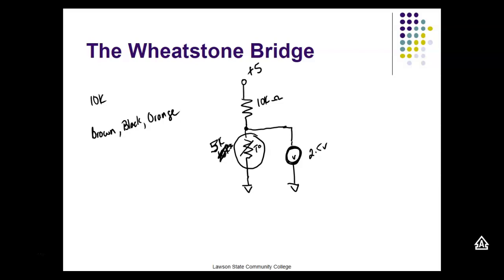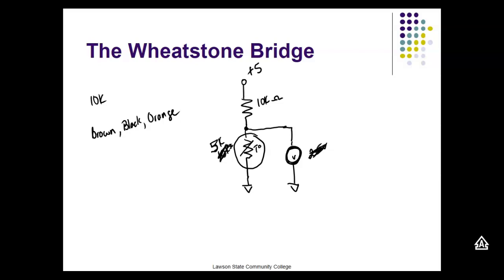Are y'all calculating it for me? We know it's not going to be 2.5 volts. We know it's going to be less, right? So the voltage drop across the 10K is going to go up, and the voltage drop across the 5K has got to go down, right?